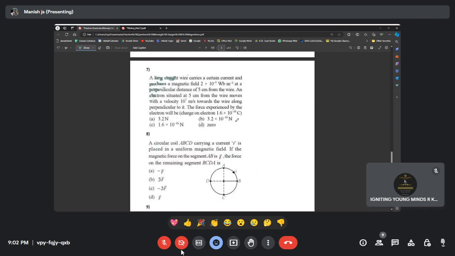Again, here also they have given you the magnetic field in this question. You see, magnetic field is given as 2 into 10 power minus 4. A long straight wire is carrying current, at a perpendicular distance of 5 centimeter. An electron is also at a distance of 5 centimeters from the wire. It's moving with a velocity of 10 into 10 power 7 meters per second towards the wire, and it's perpendicular to it. Here you see it is perpendicular to it.